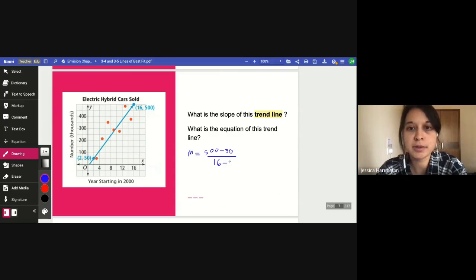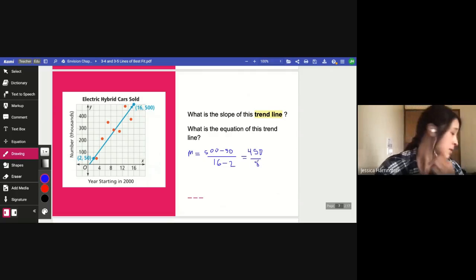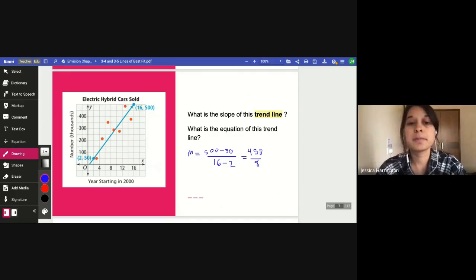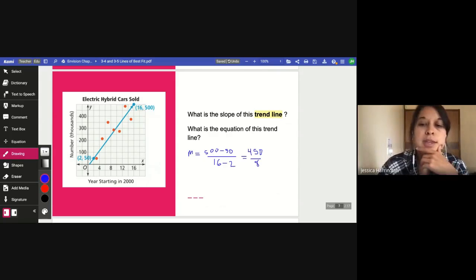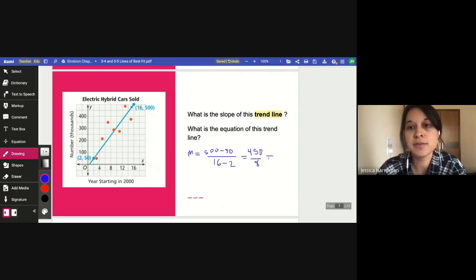And so what is my slope? My slope is 450 over 8. And I have a feeling 450 can be divided by 8. Let's just do it on my calculator over there. They're both even, so I'm thinking it might work out. So 450 divided by 8 ends up being 56.25, right? So it's 56 and 1/4. So we could leave it like that. You could write it like this if you wanted to leave it in decimal.